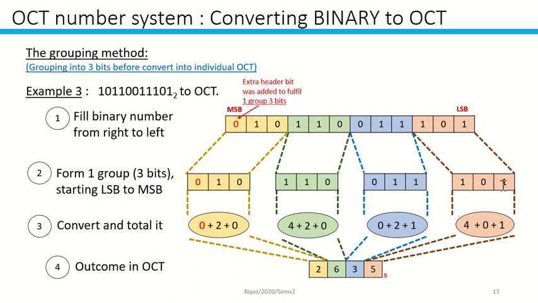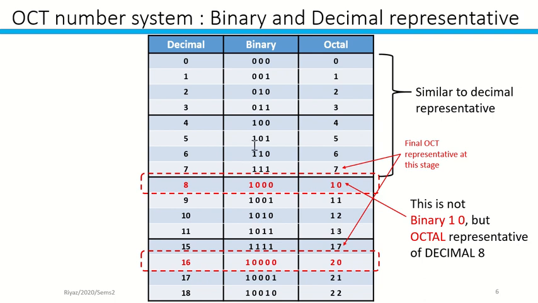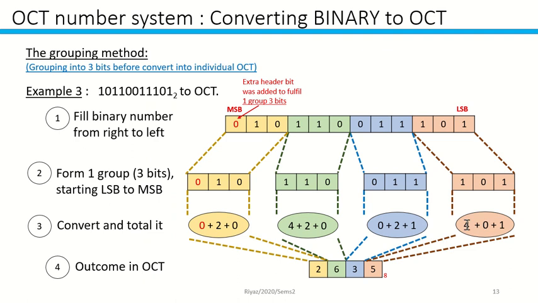So 101, if you always refer back to your chart, 101 is 5. So you're going to have a 5 over here. So 4 plus 0 plus 1 is 5. So for this one, 0, 1, 1 is 1 over here. This is representative of 2. So you just put 2 over here. 0 over here is 0. So 0 plus 2 plus 1 is 3, the blue color.